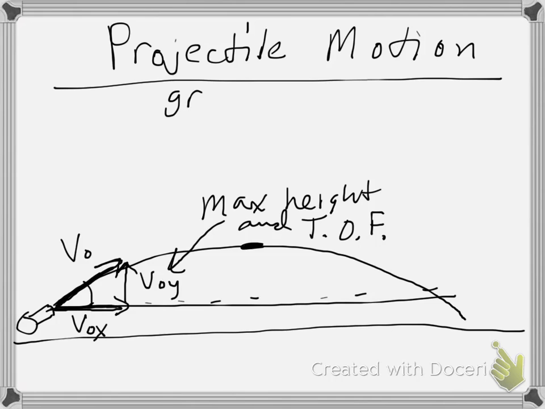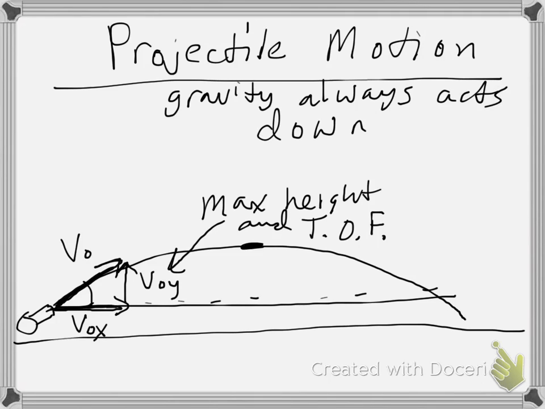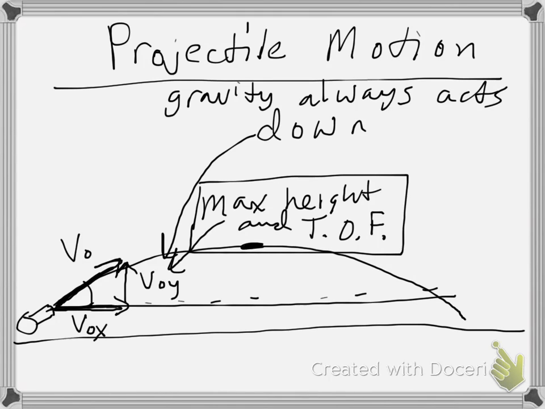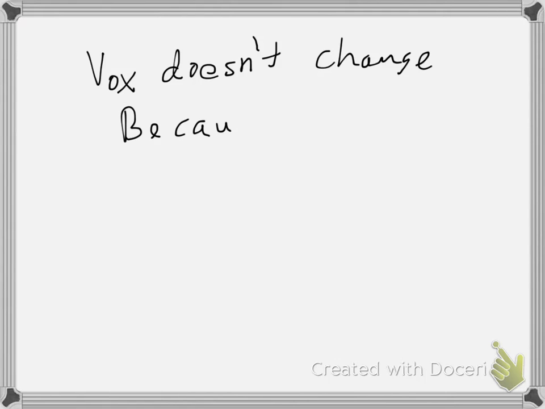So gravity always acts down, just as in the other case. And so because of that, it's the velocity in the y direction that you need to plug into the equations that we did in the previous examples to find the maximum height and the time of flight. The velocity in the x direction doesn't change. Okay, that velocity doesn't change because there's no acceleration.